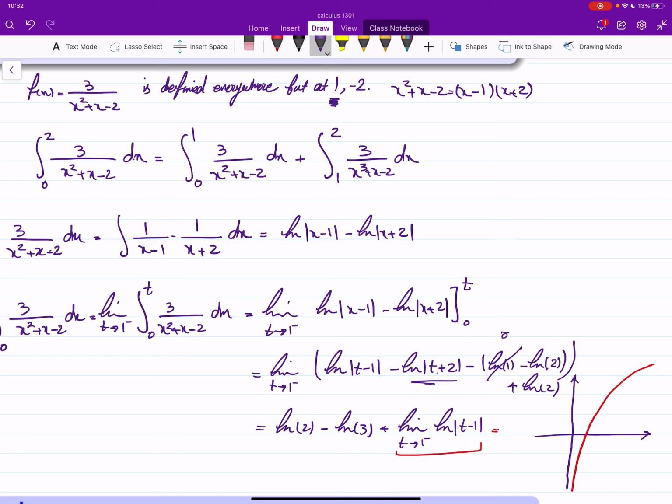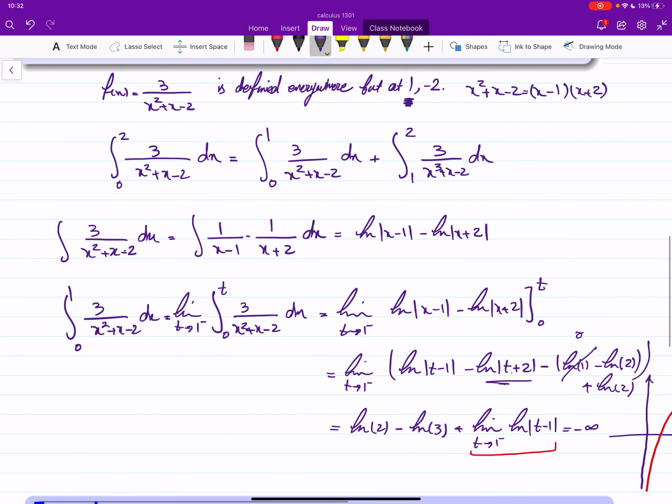Since everything else is just constant values, the limit gives us negative infinity. So what does this mean? This means that this part is divergent. When at least one of the parts is divergent, then the whole thing is divergent. I don't need to carry out the computation for the other one. This whole thing is divergent.